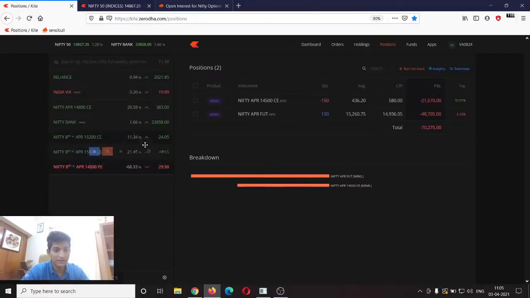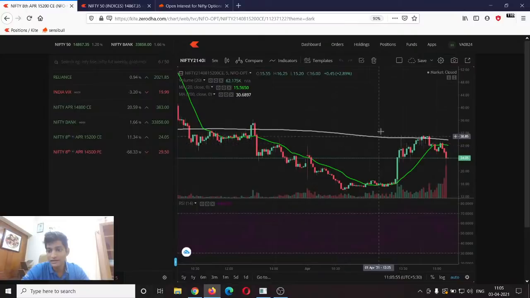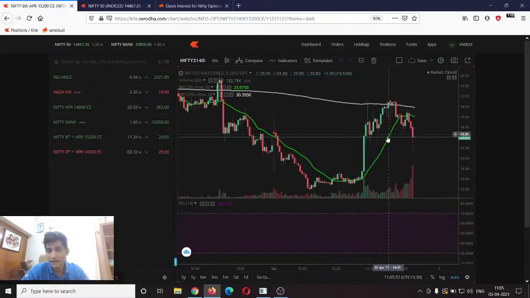So let us say we take this strangle for next week: 15,200 on the call side and 14,500 on the put side. Let us say we created this strangle. It is trading in the range between, let's say, 20 to 30. So if I set my stop loss at 30, just small movements in the market might stop me out. Now, during the entire day, for an option to vary in 40-50% is not a big deal.